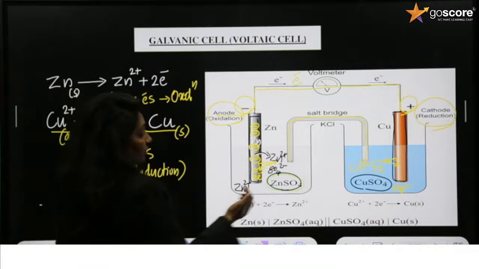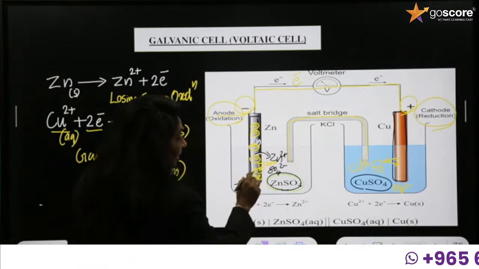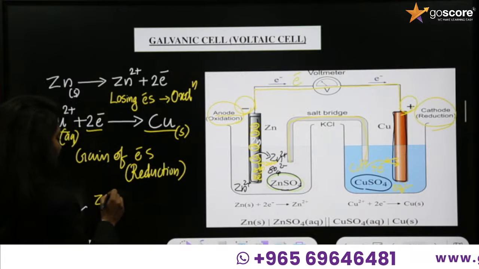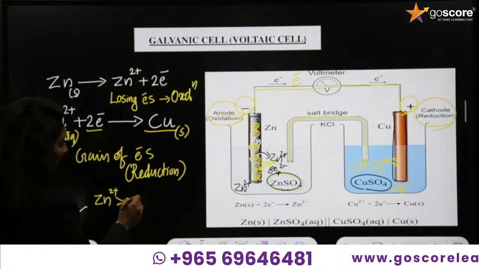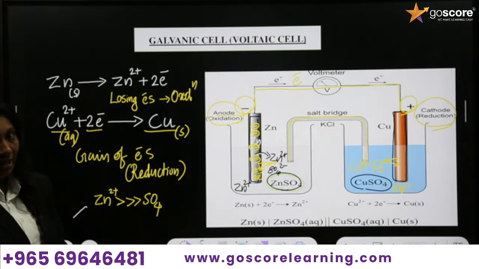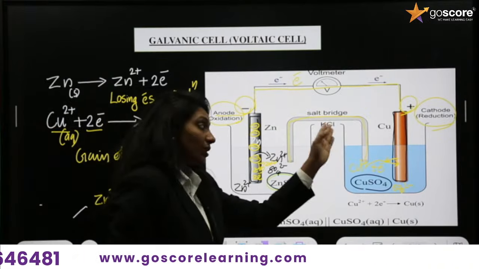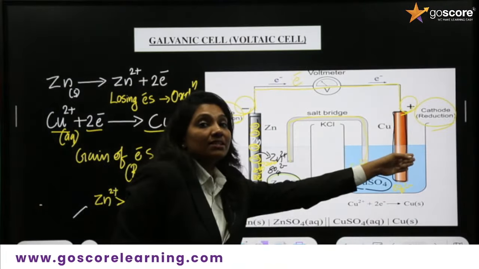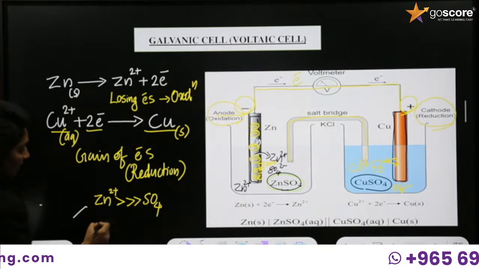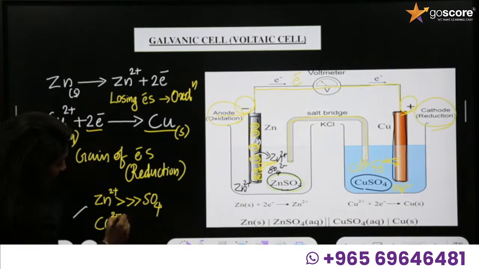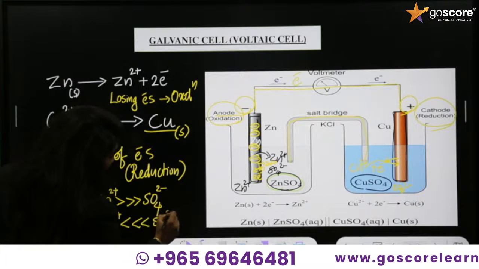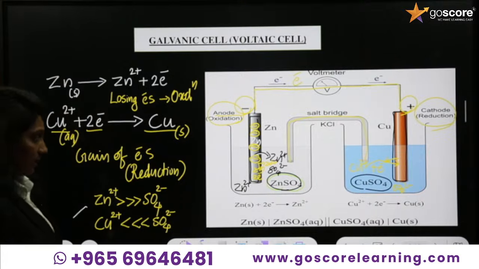And as the reaction proceeds, what happens? More Zn2+ ions are getting into the solution, right? So at the end of the reaction, the Zn2+ ion concentration will be comparatively greater than SO4 2- in the ZnSO4 solution, right? And what about the CuSO4? From CuSO4, the Cu2+ ion is getting deposited as copper, right? So there will be a decrease in the Cu2+ ion. So in the copper sulfate solution, the Cu2+ ion concentration will be very less compared to the SO4 2-, isn't it? It's clear from this, right?